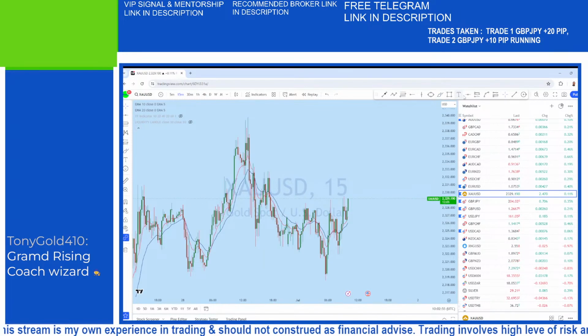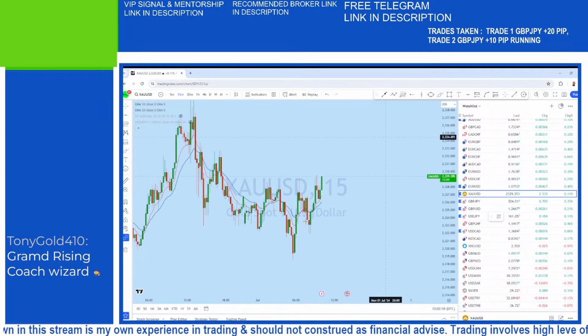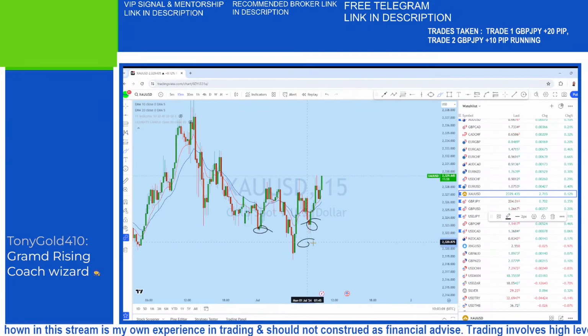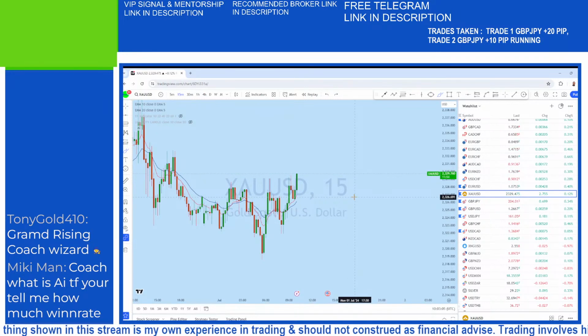If you look here, this is a resistance line, and there is an inverted head and shoulder formation as expected in your previous live, and I think gold might be moving back to the upside.